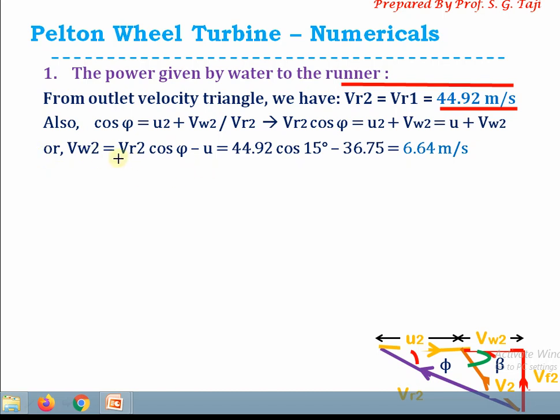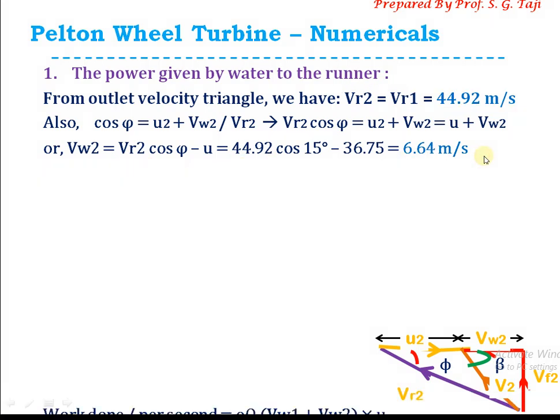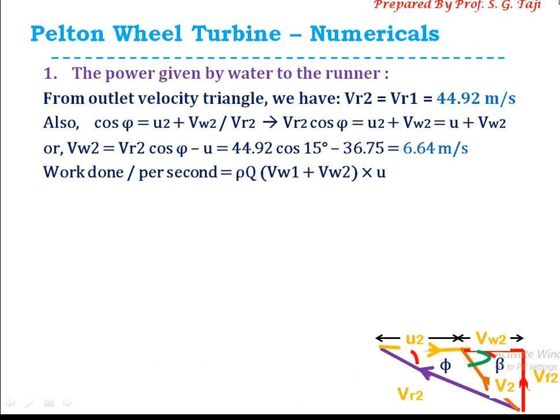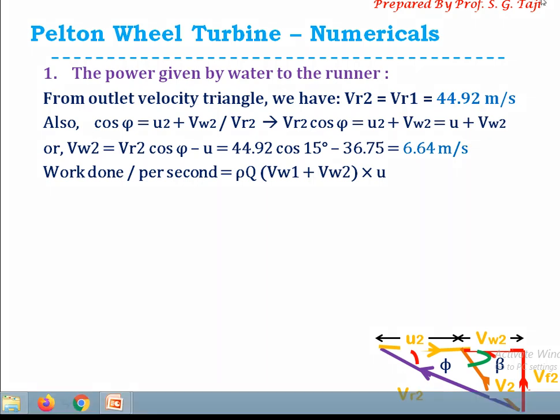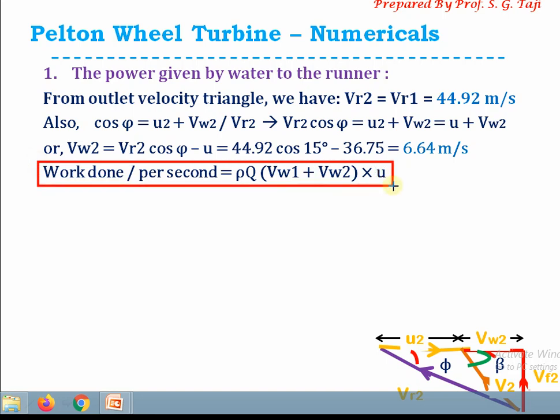So here I am just going to put the value 44.92 meter per second multiplied by cos of 15 degree minus 36.75. So my value of VW2 is coming out at 6.64 meter per second. Now I can easily compute my work done per second, which is given by the equation: work done per second is equal to rho a v1 multiplied by vw1 plus vw2 multiplied by u.